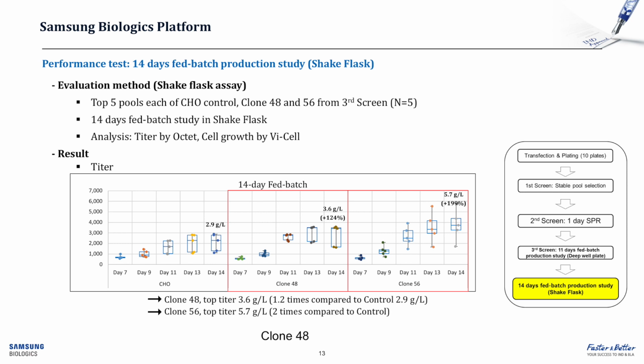But comparing that to the 2 hosts that we had isolated and pulled through the ranking thus far, clones 48 and 56, you can see a 24% improvement, so 3.6 gram per liter, and 5.7 gram per liter, so almost a 200% increase over the CHO control just at the stable pool stage. So when we talk about accelerated timelines, having a titer of 5.7 at your stable pool stage allows you to accelerate your overall process development by initiating upstream process development, media screening, and availing material for both downstream, analytical, and your formulation very early on in this process.